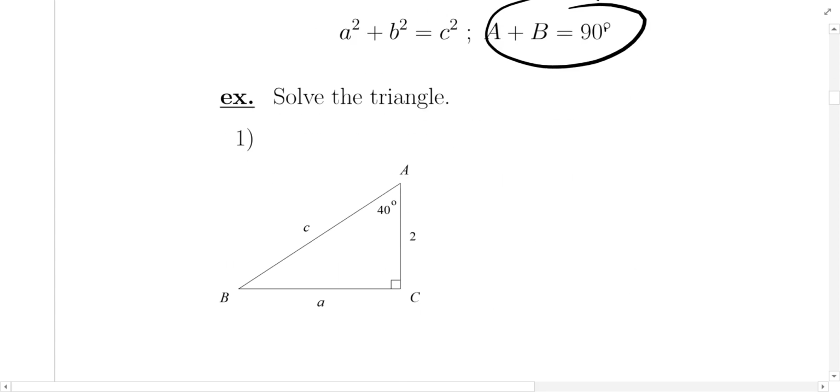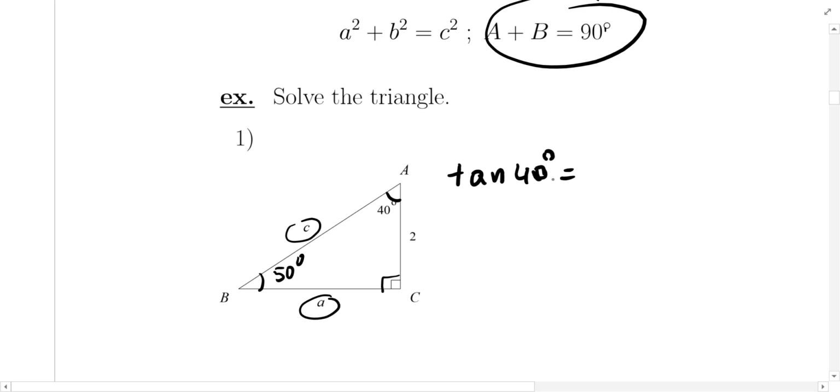So if we're asked to solve the right triangle right here, I have that this angle is 90 degrees, angle A is 40, so angle B must be 50 degrees. Now to solve for the sides A and C, we either look at angle A or at angle B. So let's look at angle A.